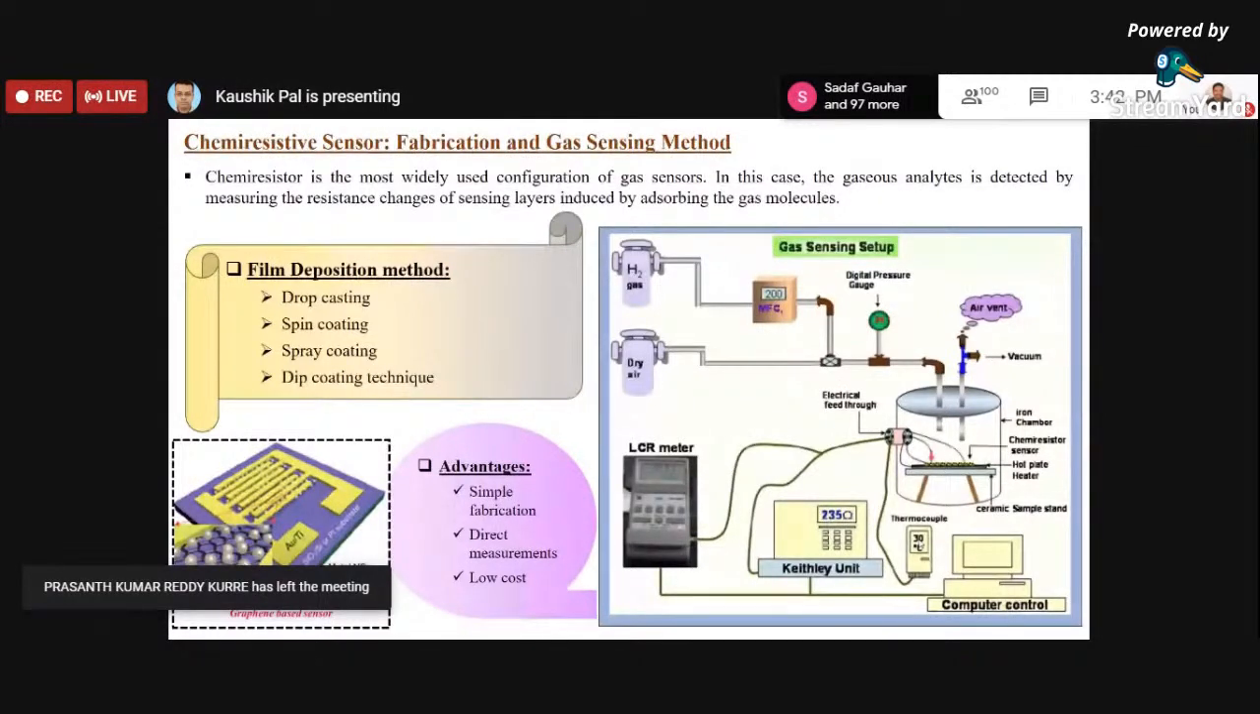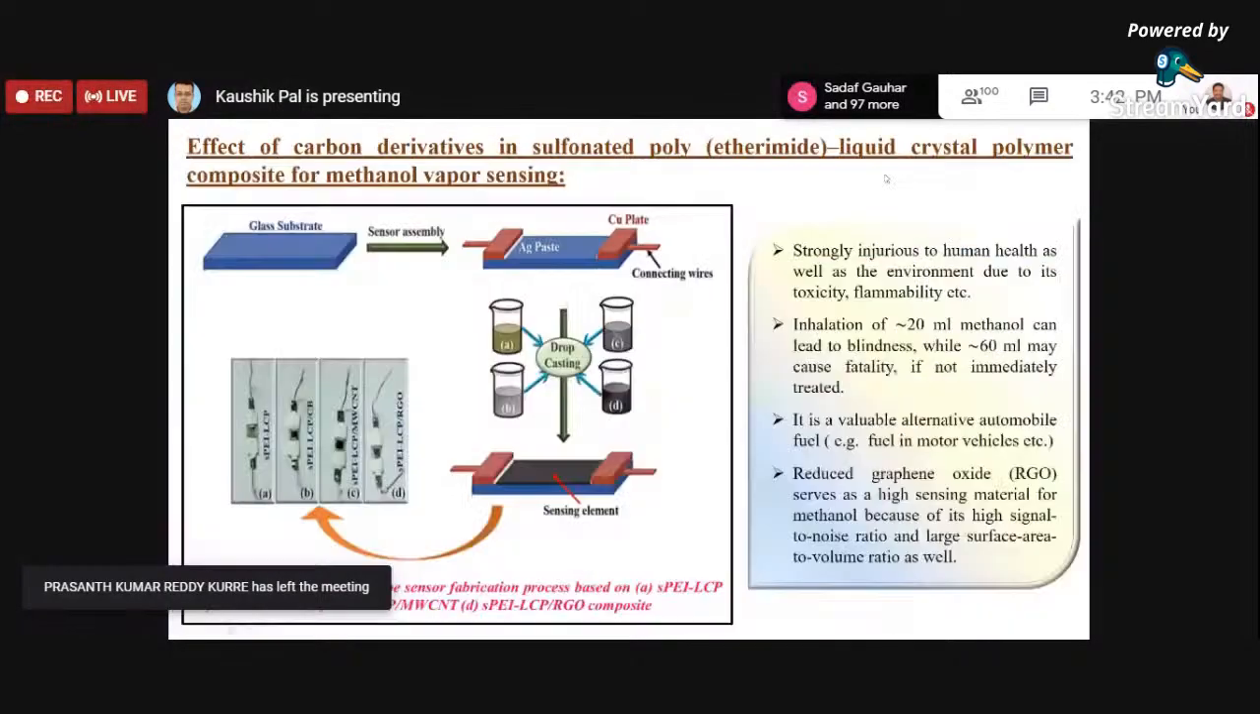So we have done certain work on carbon derivatives in sulfonated polyetherimide, that is PEI basically. We have done work on PES also, polyether sulfone, and liquid crystal polymer composites for methanol vapor sensing. So we have prepared a methanol vapor sensor. For the substrate, we are using the sulfonated polyetherimide with the carbon derivatives. Here we have used the reduced graphene oxide with the polyether sulfone, and we have measured.